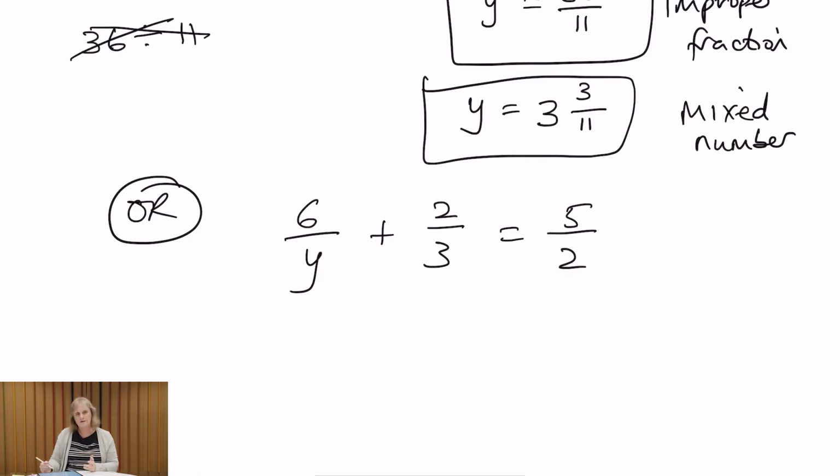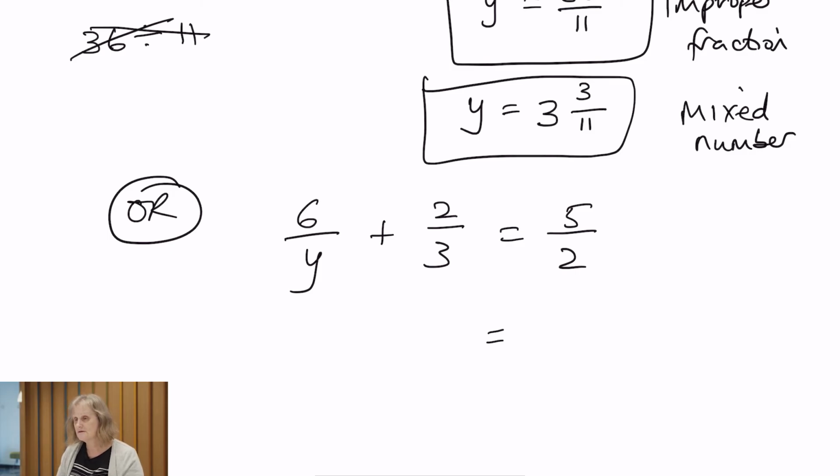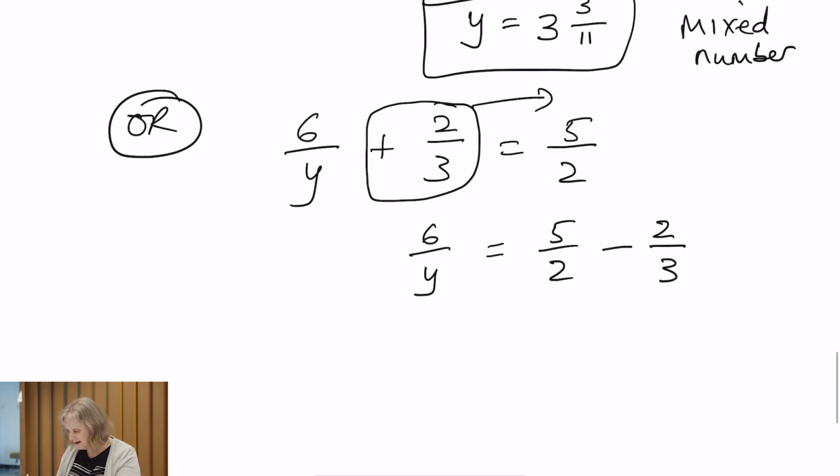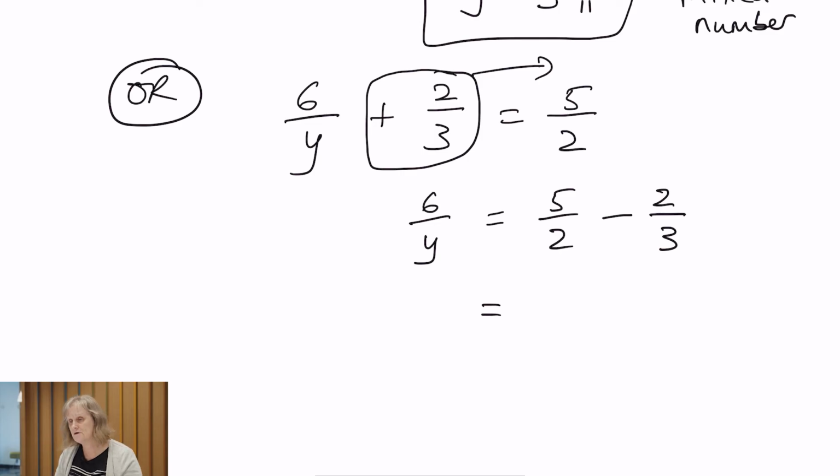The other way that you could look at this is to regroup like terms on either side. I'm recognizing that we're adding 2/3 on this side. If I take it over to the other side, we're going to reverse that sign. So we subtract. We have 5 over 2, and then we're going to subtract 2/3. And on the left-hand side, we still have our 6 over y. Remember, this is tricky because what we want to find, the value of y, is in the denominator of the fraction. That's always a little bit trickier.